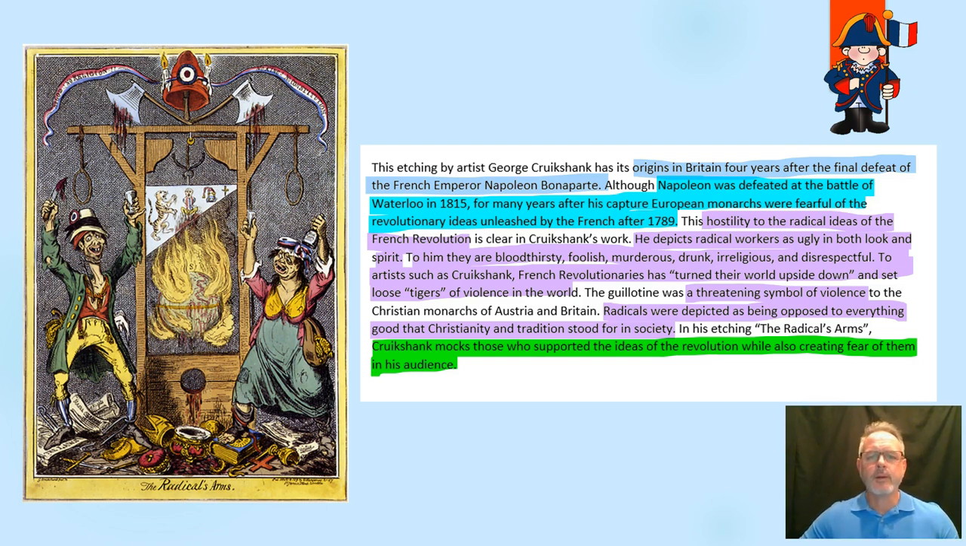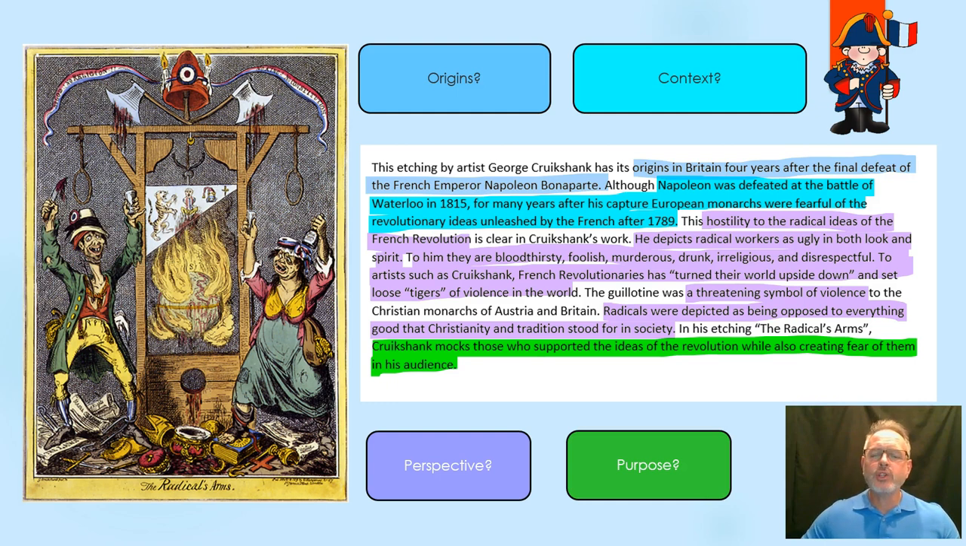Welcome back. Let's have a look. Origin areas should be shaded in that light blue. So I've telegraphed the word origins in Britain 4 years after the final defeat. So I've given a time and a place as part of my origin. I've set context also in that opening line about 4 years after the final defeat, but then I go into it in a bit more detail. I've given some context to it.